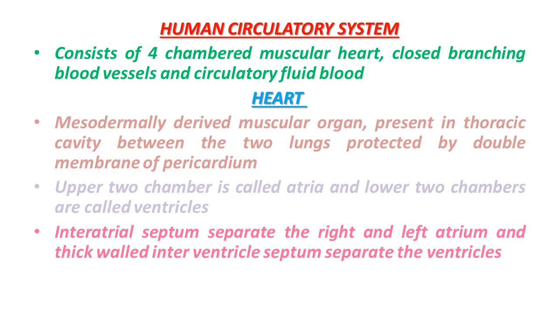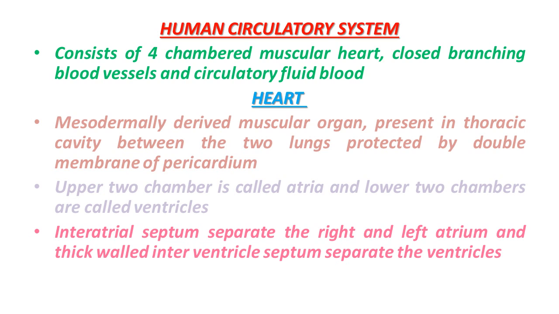Now what about its size? As we know, its size is like one's fist. So this much size is observed in the human heart, that is, fist size. It is protected by a double walled membranous bag known as the pericardium, enclosing the pericardial fluid. So the heart is protected by this double walled membranous bag, the pericardium, which encloses the pericardial fluid inside.